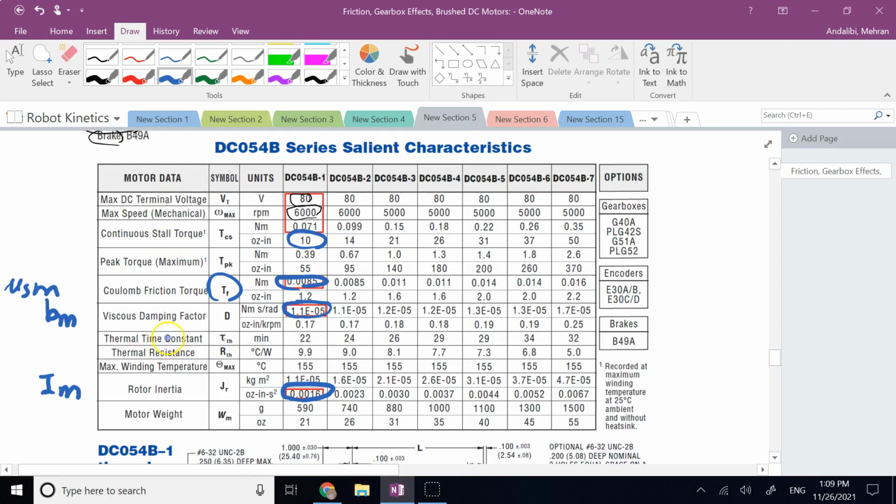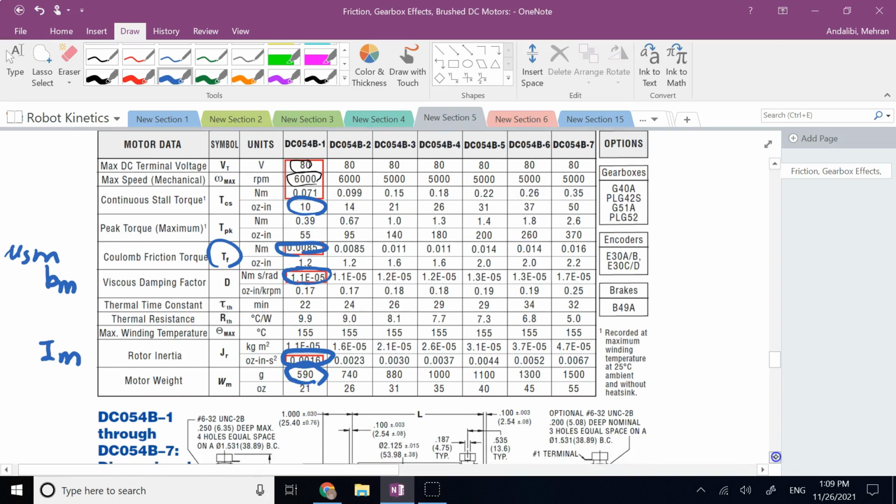It also gives you some information about thermal analysis of the motor, because that's important, right? Here we don't discuss it, but really you have to make sure the amount of heat that is generated in the wires is dissipated properly and you're not overheating your motor. It also gives you in grams the mass of the motor, which is 590 grams. Incorrectly, it is called weight. It is mass, really.